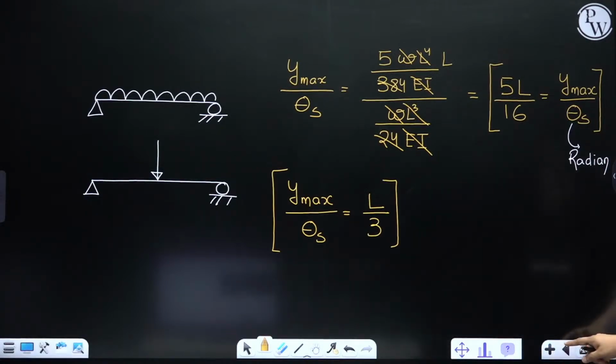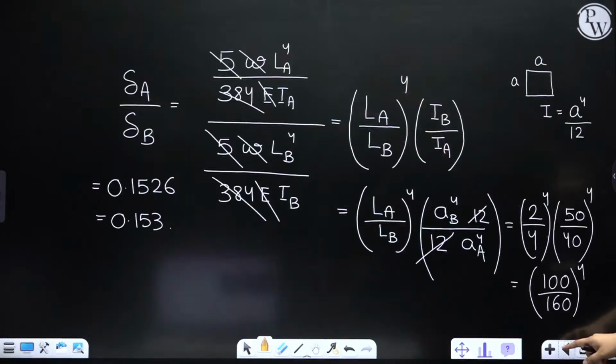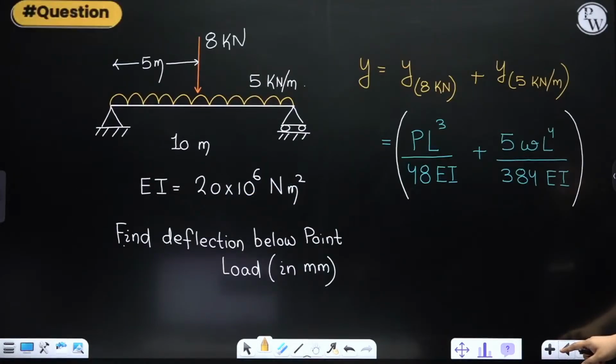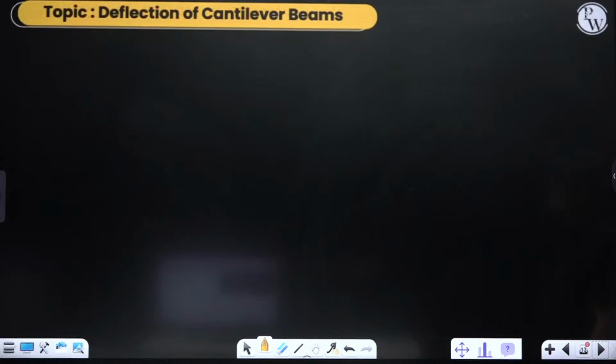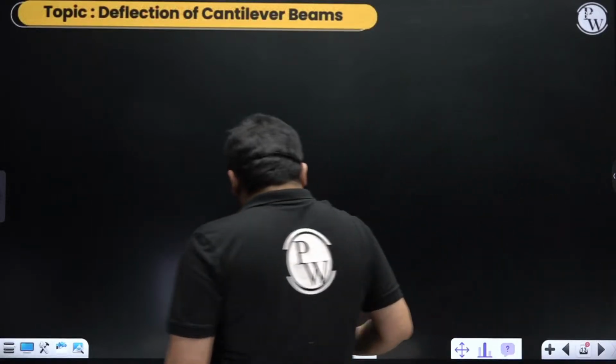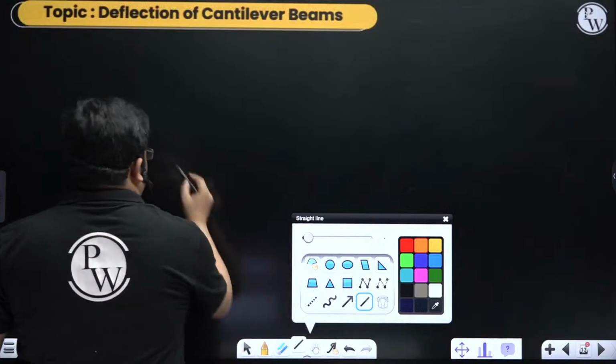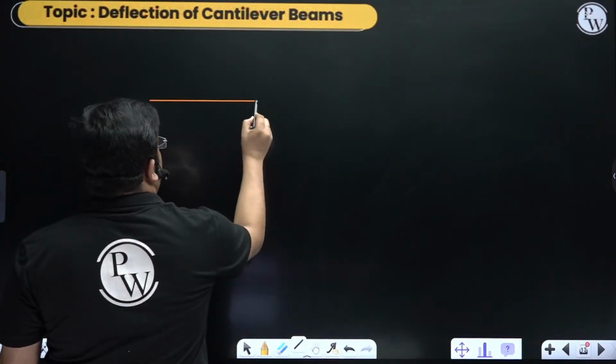So this was on your simply supported beams. Let us go to cantilever beams now, right? Let us see something on cantilever beams. So for cantilever beams, first we'll start with what?